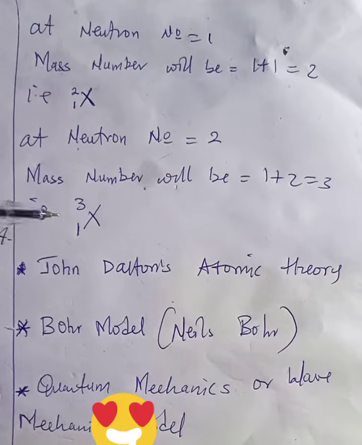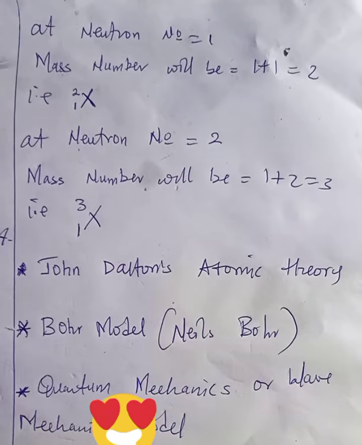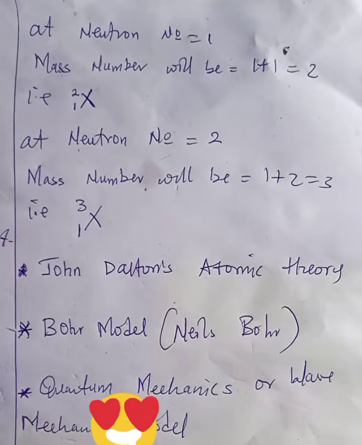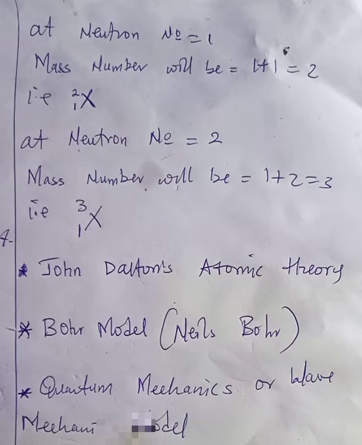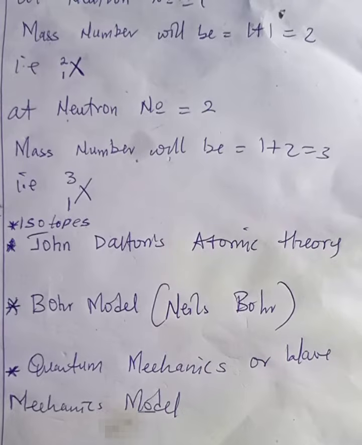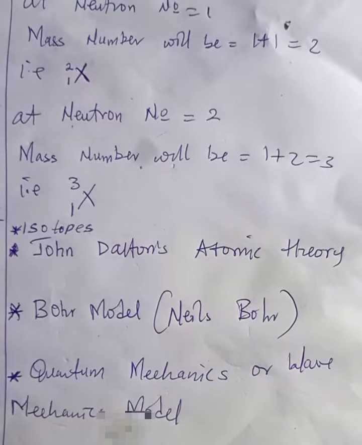Isotopes. So these elements now that have the same atomic number, check the atomic number of this X, and S, are all the same. They are all the same. So since they have the same atomic number but different mass number, we call such elements isotopes. Now, isotopes are just elements with the same atomic number but different mass number.